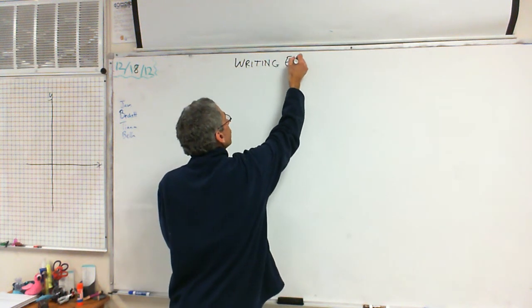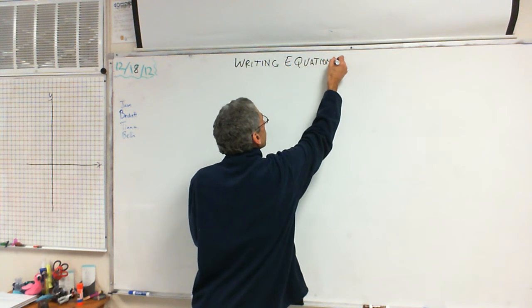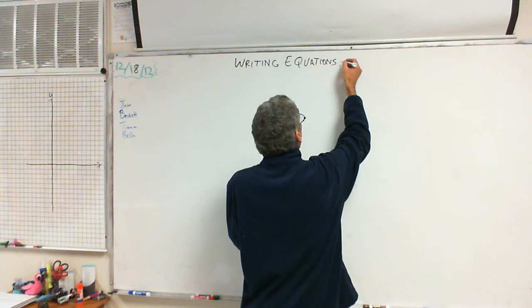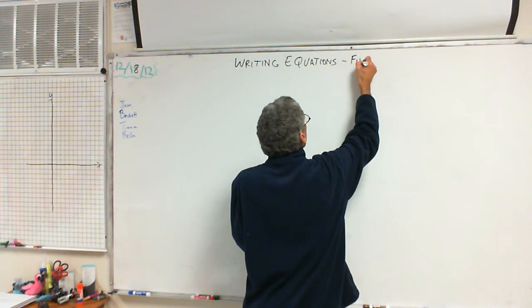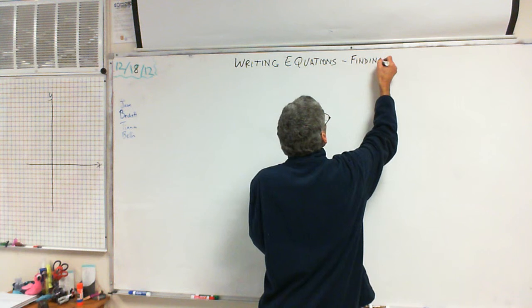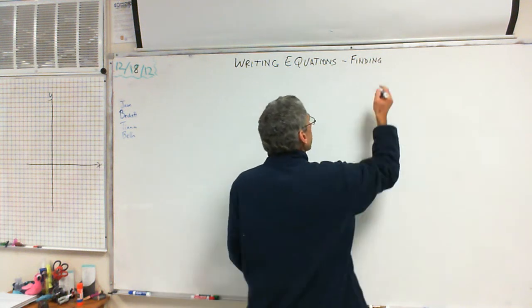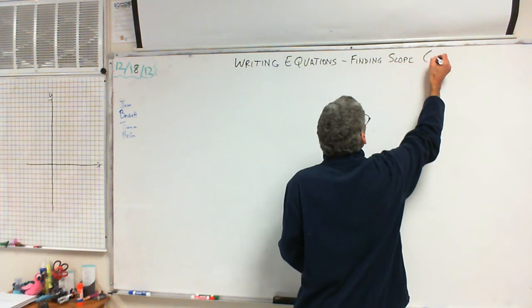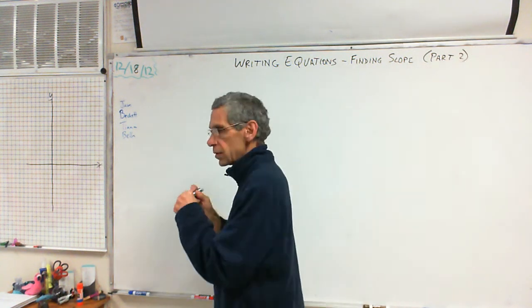Writing equations. All right, I'm going to add to it. Yesterday was part one. Today's going to be part two. But I'm going to add to this: finding slope. Well, actually, writing equations and finding slope. Okay, and then we're going to call this part two. Part one plus one.